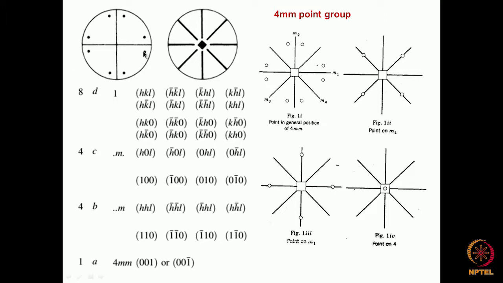There is another way in which the same stereographic projection can be shown in international crystallography, by showing only the symmetry elements associated with it. Now if you look at it, there is a fourfold rotation. The fourfold rotation is represented with a square at the center. The mirror is shown as a thick line. So this line represents the mirror along the y axis, this represents the mirror along the x axis.